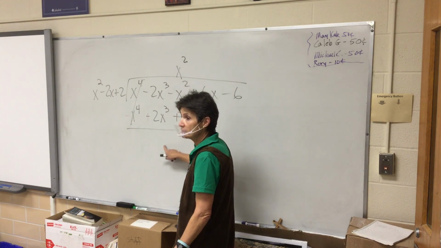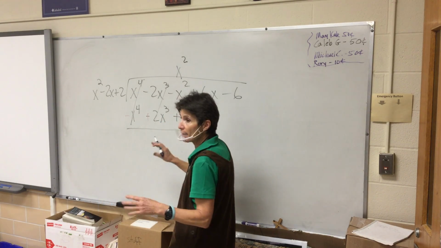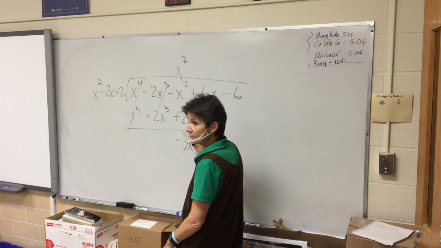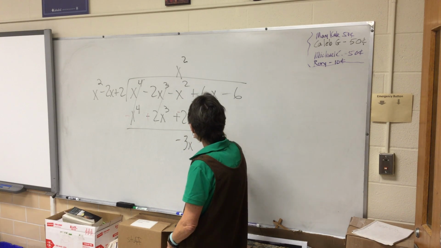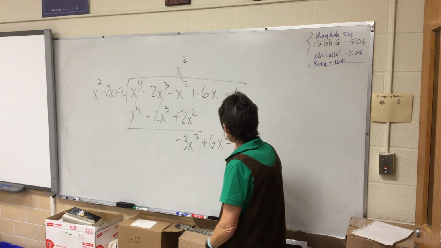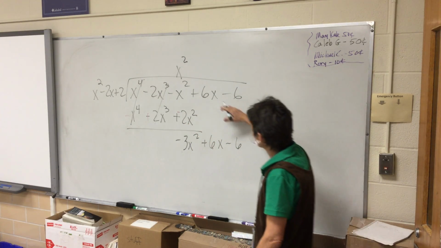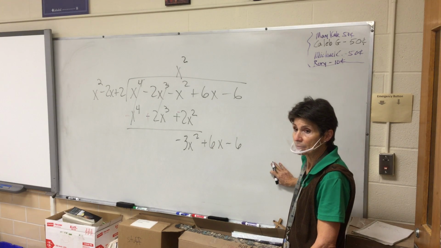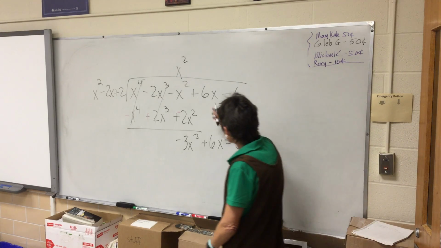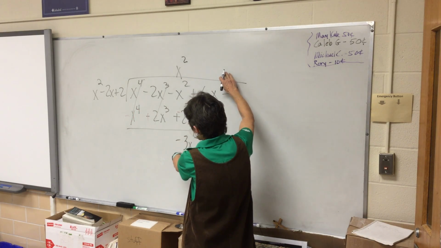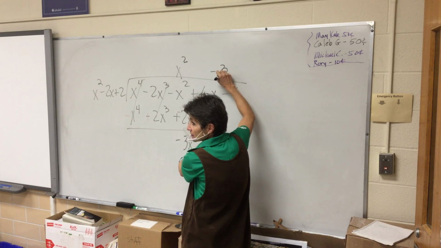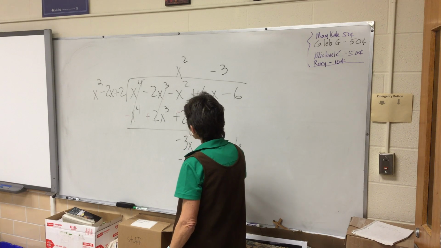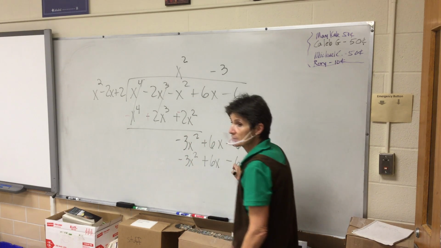Amazingly, so is the second one. That doesn't always happen, it just did. This is going to become negative 3x squared. And then I'm going to go ahead and bring down my 6x and my minus 6, both of those. So I've got three things down here. Now, what do I need up here? I've got a minus 3. So minus 3x squared plus 6x minus 6.